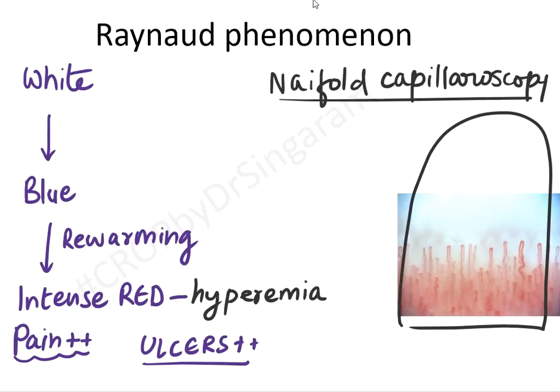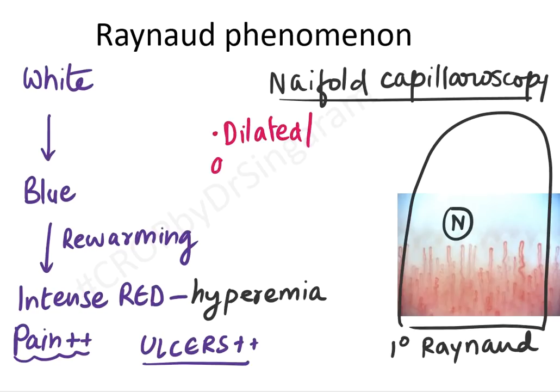This is a normal appearance of the capillaries at the nail bed. Are you able to follow? This is suggestive of primary Raynaud phenomenon. Suppose you have abnormalities like dilated capillaries or absent capillaries, then it is suggestive of secondary Raynaud phenomenon. So this is also one more way of differentiating between primary and secondary Raynaud. This you also need to know because it can be asked in the upcoming exam.